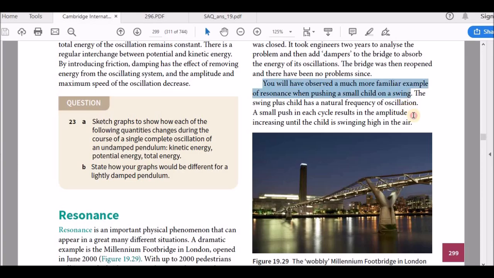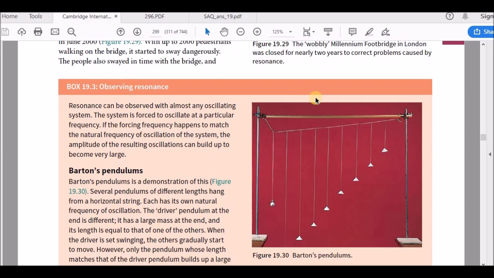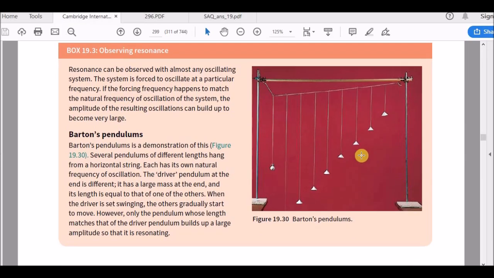Okay, so this is the example of the swing. I have already explained that. And here we have what we call the Barton's pendulum. So what you do is you pull this towards you and release it. Then this will start swinging. Now these are of different lengths, but you know the period of a pendulum, T, is equal to 2 pi square root of L over g. That is the equation for the period of a pendulum. So the period of a pendulum depends on the length of the pendulum.